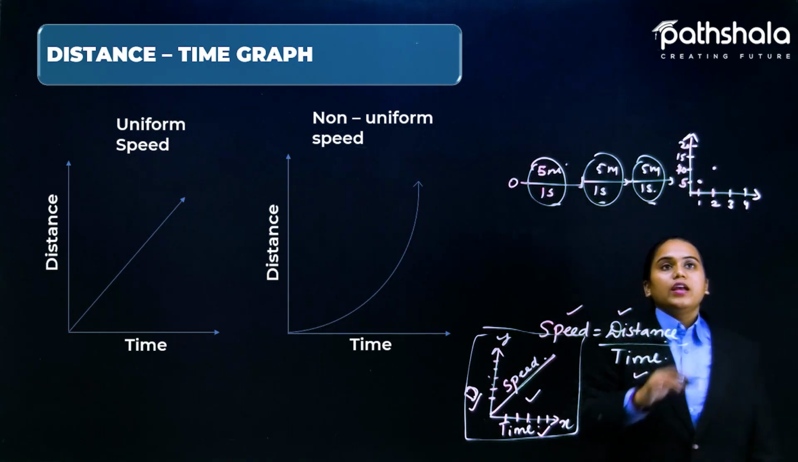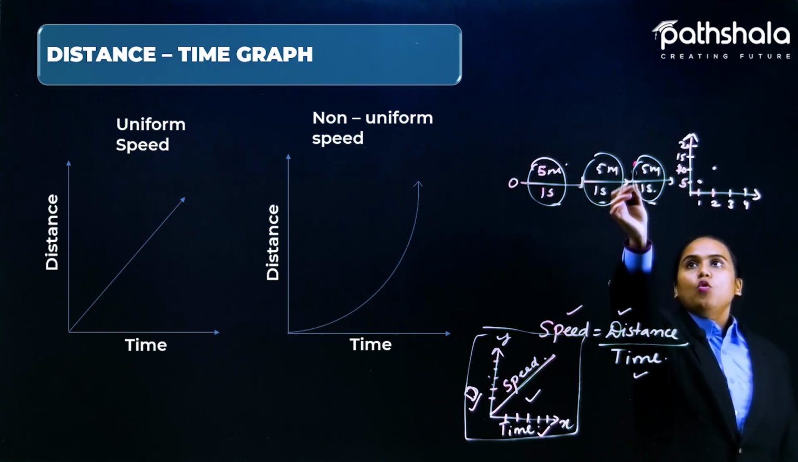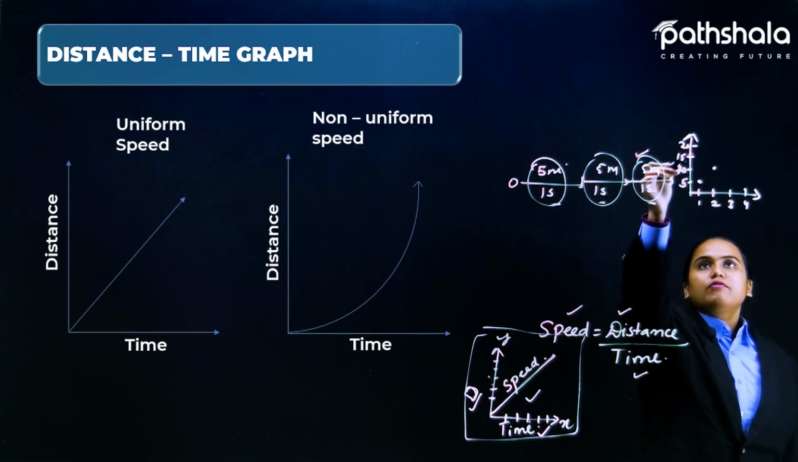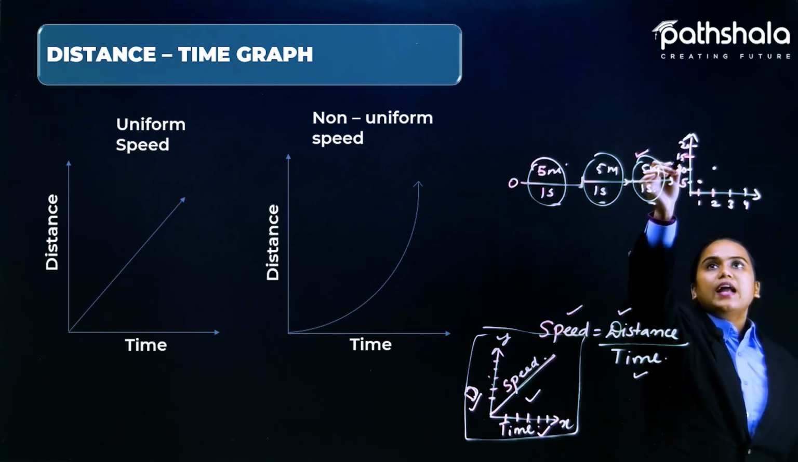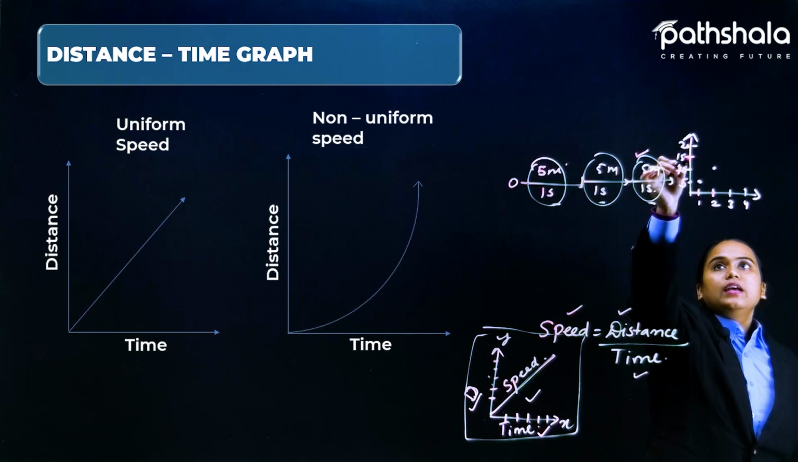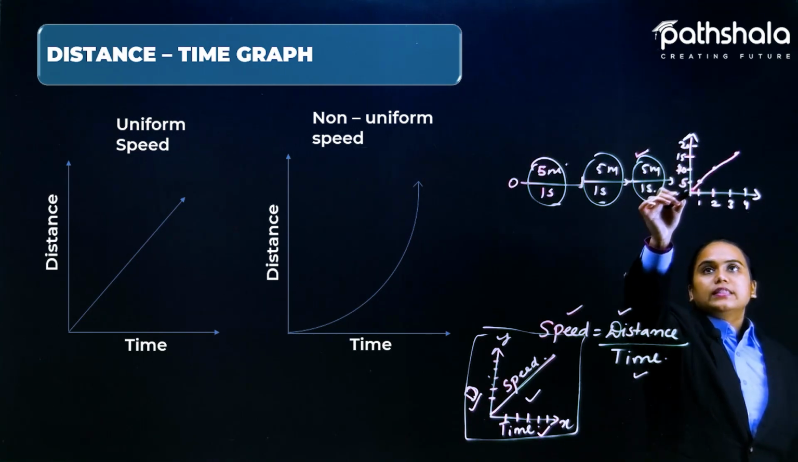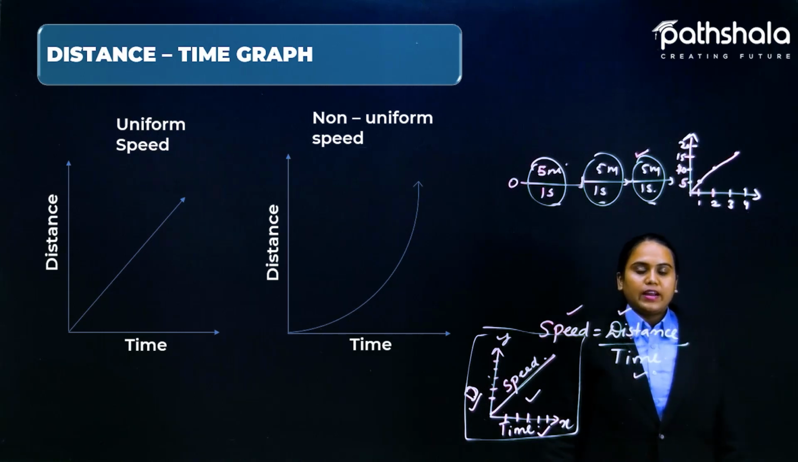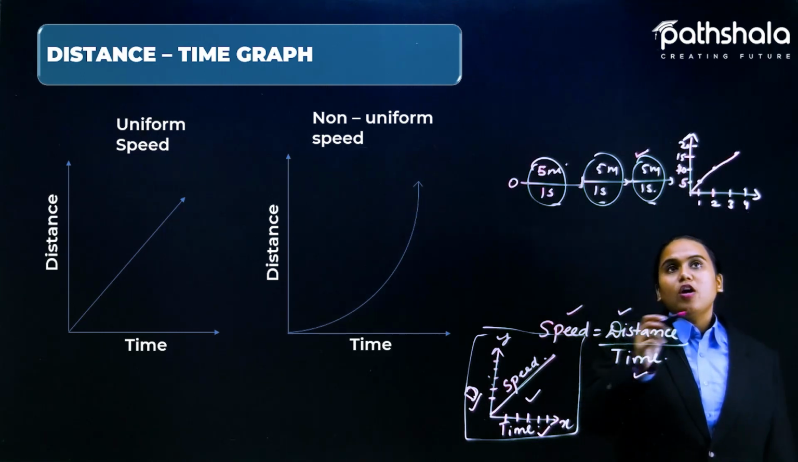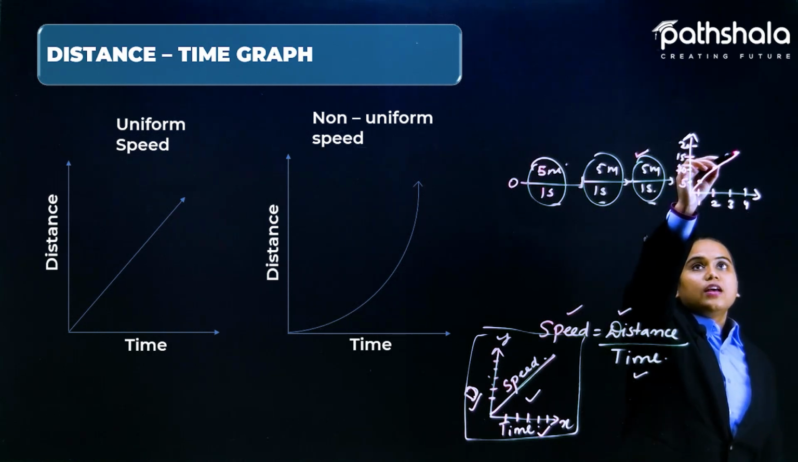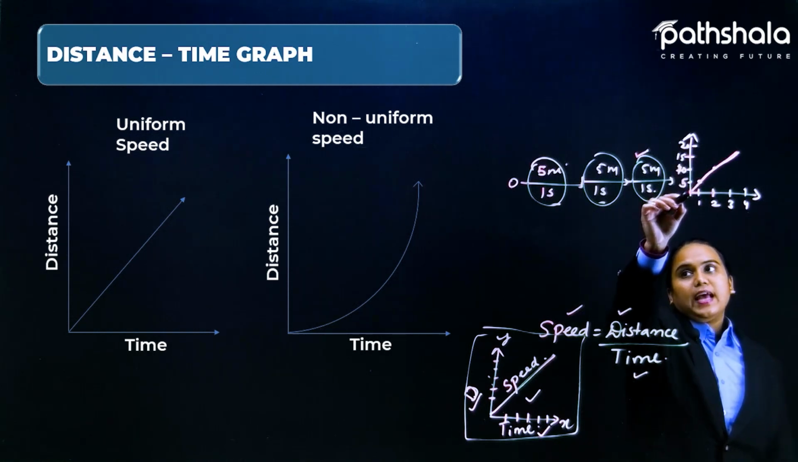Okay, again in another 1 second, more 5 meters. So 10 plus 5, you are jumping here at 15 now. So at 3, you have to mark here at 15. So combining all these three, you are getting a straight line right now. Okay, but in case of non-uniform, you are not going to get a straight line.